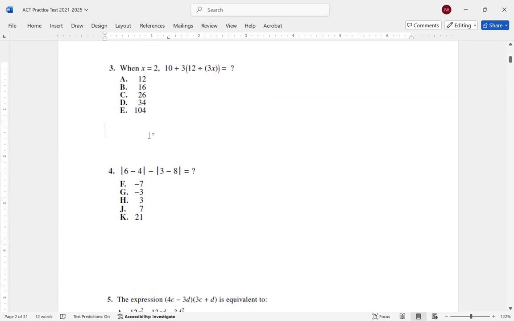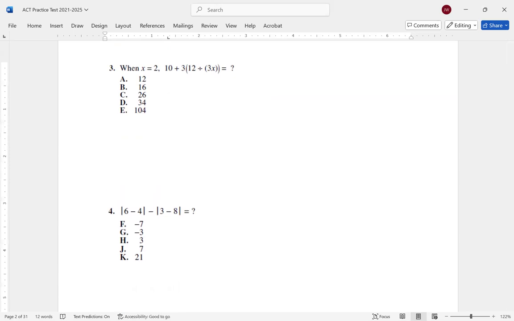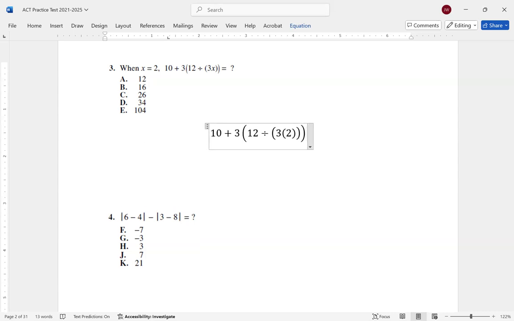Question 3. When x is equal to 2, 10 plus 3 times, in parentheses, 12 divided by 3x is equal to what? So this one is asking us to input 2 into the x value. So we get 10 plus 3 times 12 divided by 3 times 2.